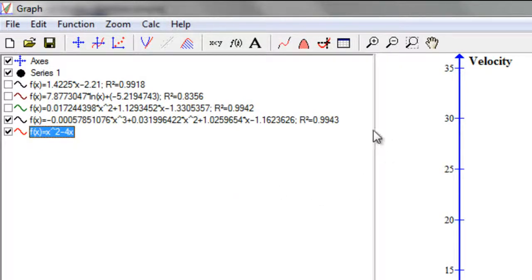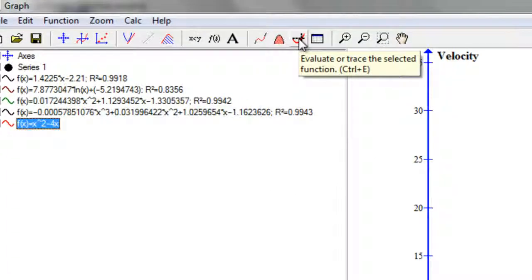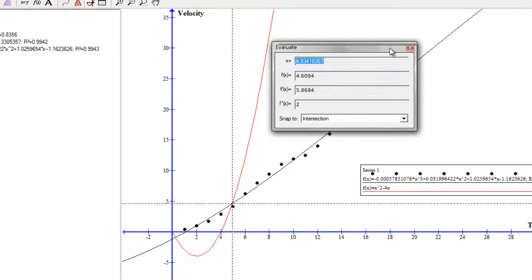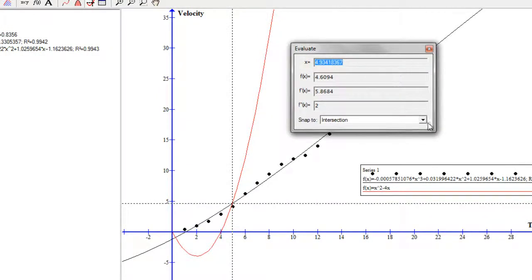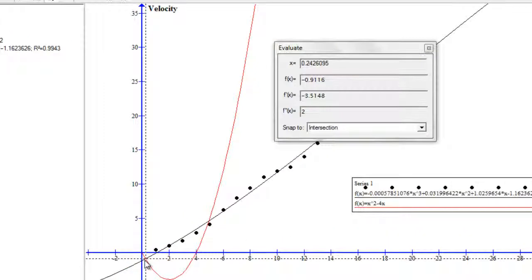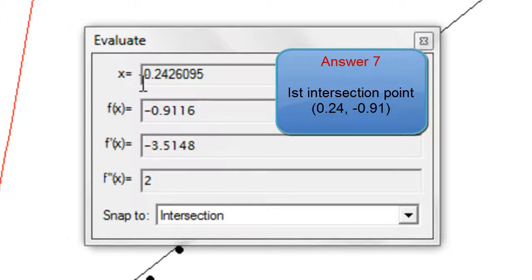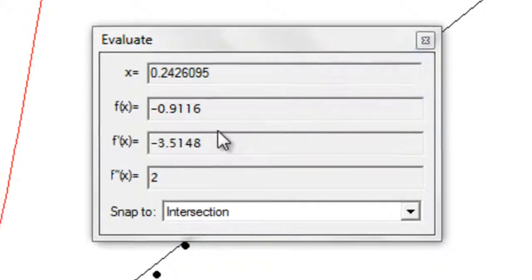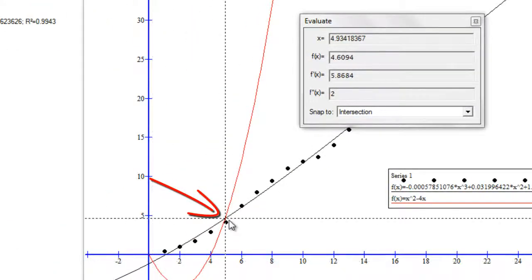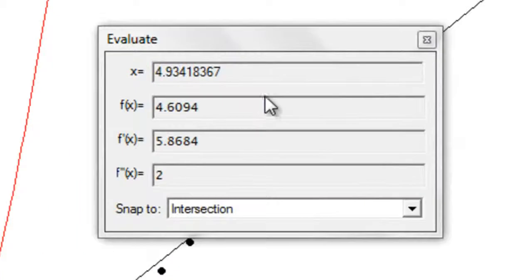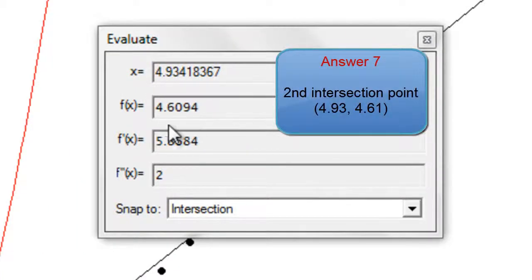Question 7 is asking us to evaluate the point of intersections of the two graphs. As you can see, each graph is intersecting the other at two different points. We choose the intersection option from the snap to slot. That is the first intersection point. And there, in the table, we are given the corresponding x and y values of the intersection point. That would be the second intersection point, and again we have the corresponding x and y values of this particular point.